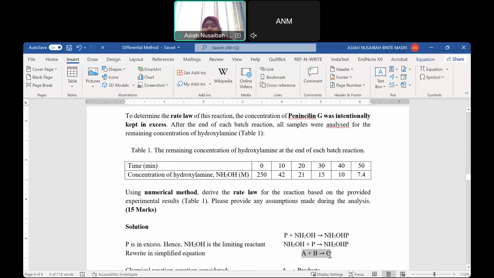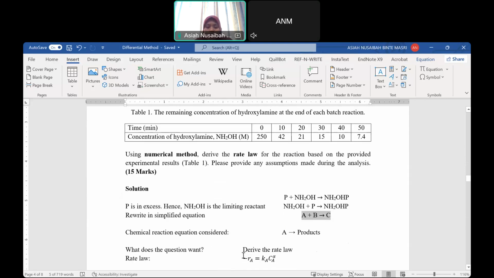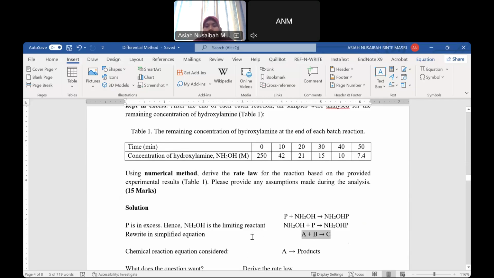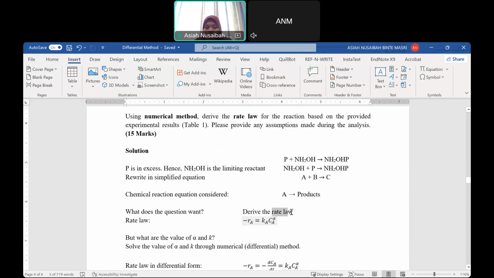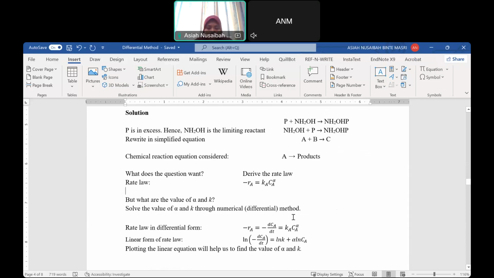We can represent them as A plus B equals C, where A is our limiting reactant. Since B is put in excess, the chemical reaction equation considered is A to produce product. So it has fulfilled the requirement to solve the question using the differential method, where there should only be one concentration evaluated. So no problem. So what does the question want? Similarly, it wants us to derive the rate law, focusing only on A. So we have minus RA equals KA CA to the power alpha, and then we have to find alpha and also K.